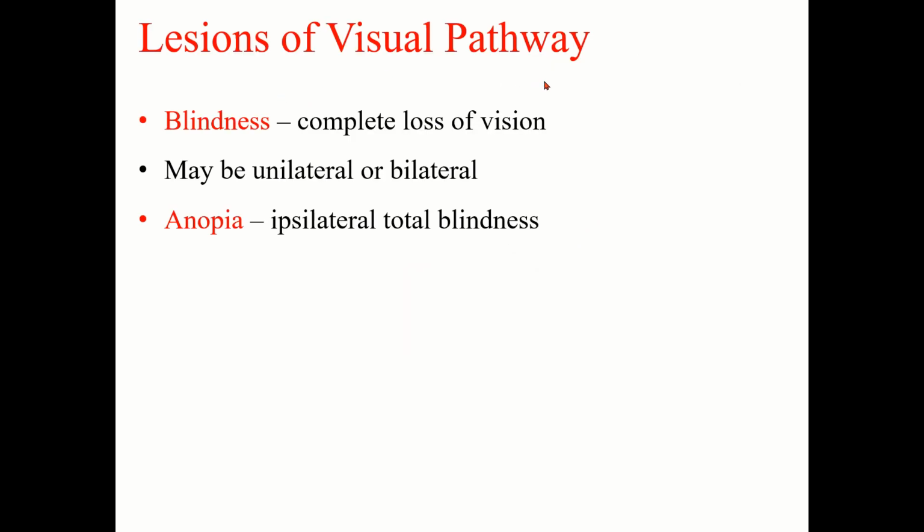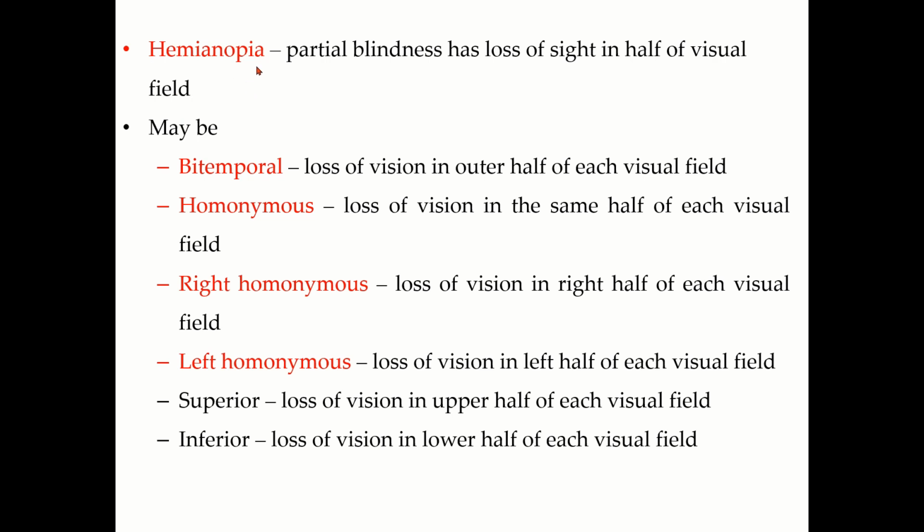Now, lesions of the visual pathway, with general terms. Blindness is complete loss of vision. Anopia, ipsilateral total blindness, means one-eye blindness. Hemianopia, partial blindness, is loss of sight in half of the visual field. It might be bitemporal hemianopia, which is a heteronymous hemianopia. Homonymous hemianopia is loss of vision in the same half of each visual field, whereas bitemporal is loss of vision in the outer half of each visual field.